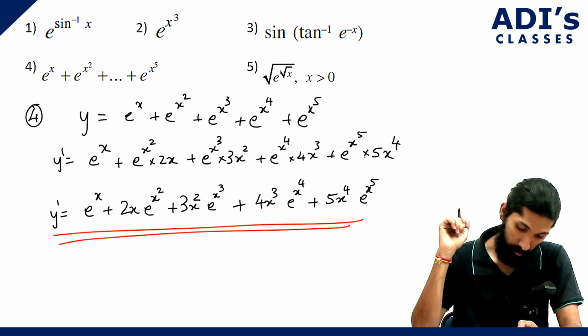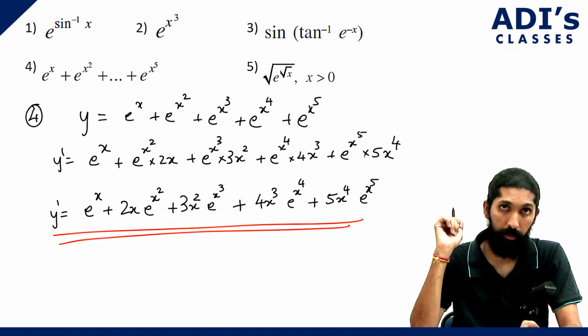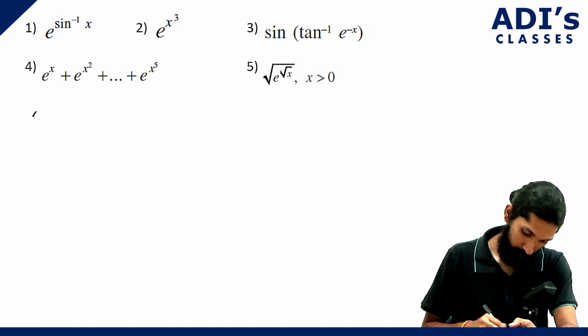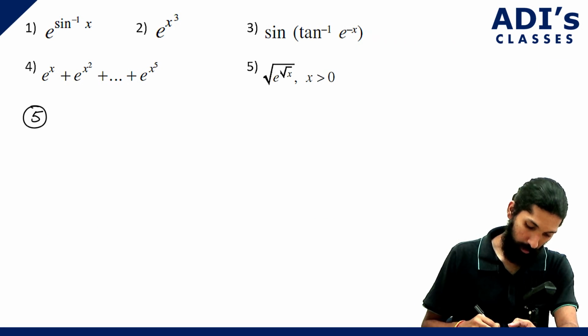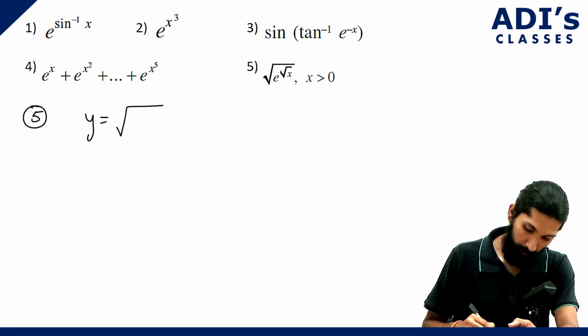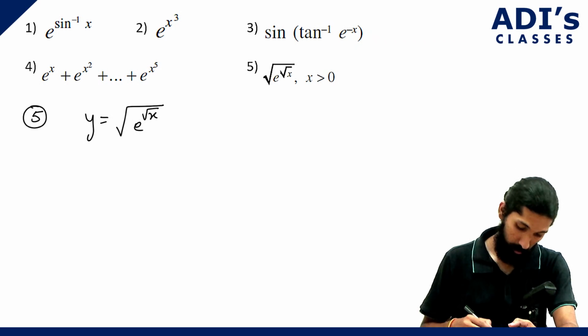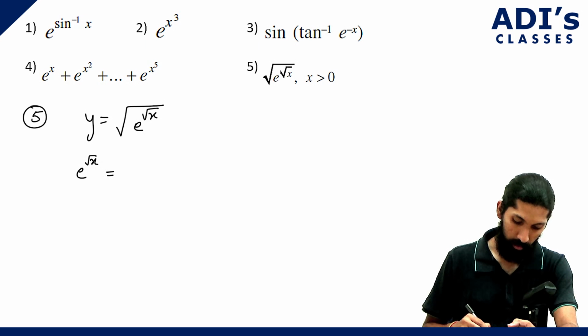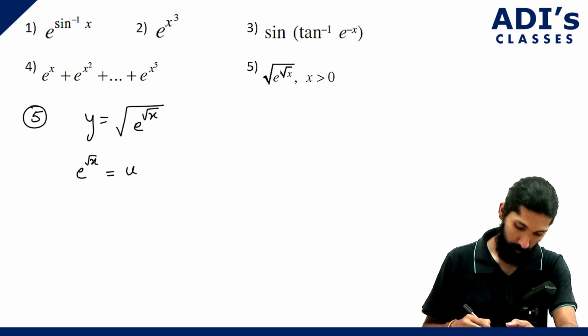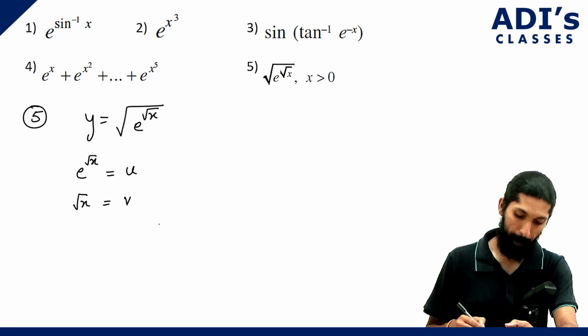Fine. Let's do the last one, the fifth one right now. See, y is equal to root of e power root x, isn't it? Again, it's a composite function. So take e power root x as u, first one, root x as v.